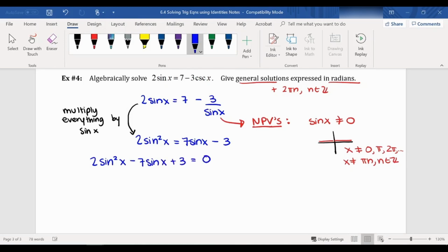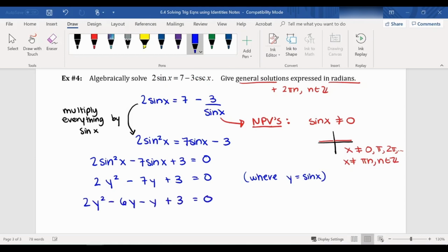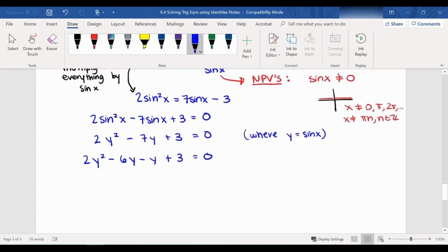If you don't like seeing it like this, you can rewrite this as 2y squared minus 7y plus 3 and factor it like that. I wouldn't use x's because there's an x in the question. So we're replacing all of our sine x's with a y, and then we're going to have to go back and put it back in after we factor. So to factor this, again, some of you might have different ways of factoring. This is the way I like because there's no guessing. It works every time. It's called decomposition.